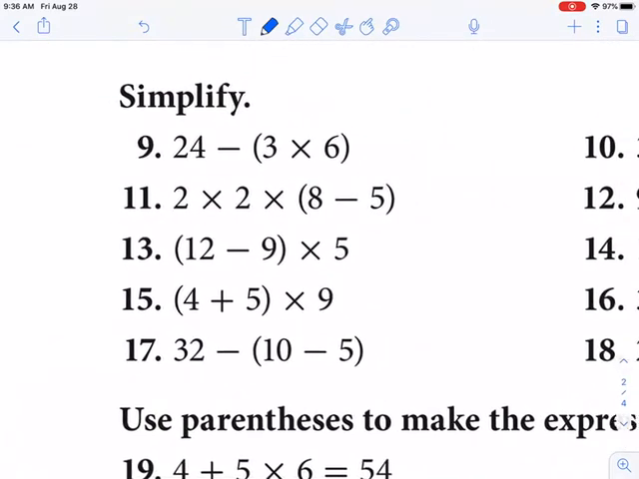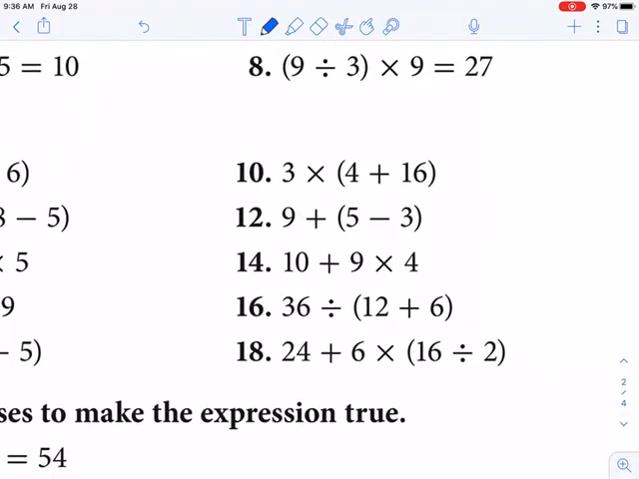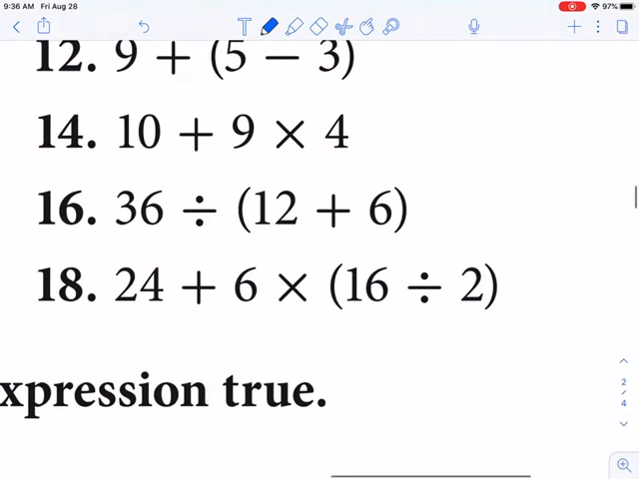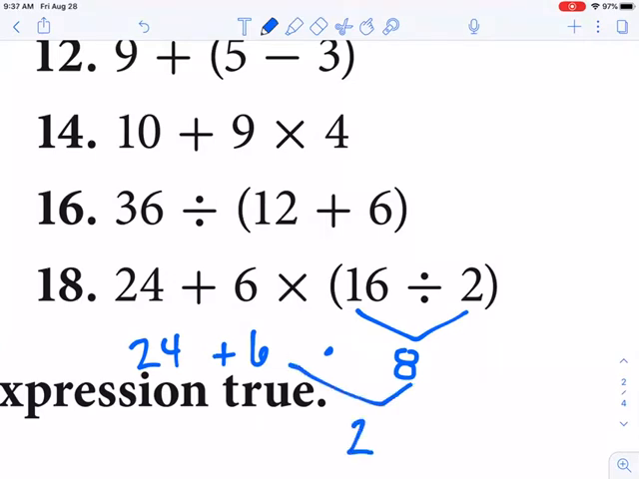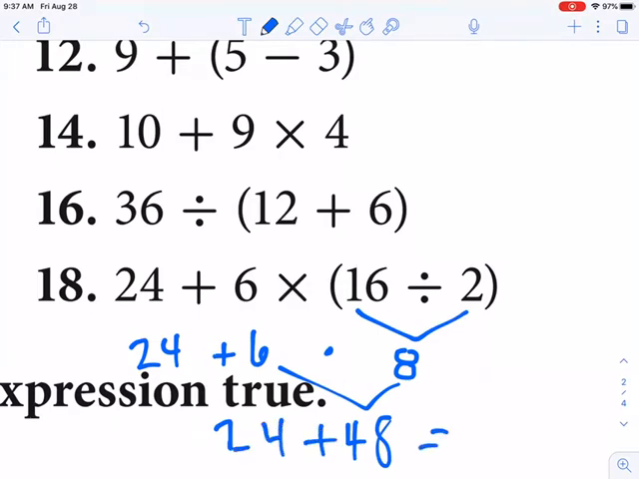So you can look through some of these other examples. I will post this document for you. If you look at number 18, there's more than 2 operations there. Again, you have parentheses first, so 16 divided by 2 is 8. So you have 24 plus 6 times 8 left. Then you would do the 6 times 8, which is 48. I'm sorry, I was looking at the other one, 48. And then you have 24 plus 48, which is going to give you 72.